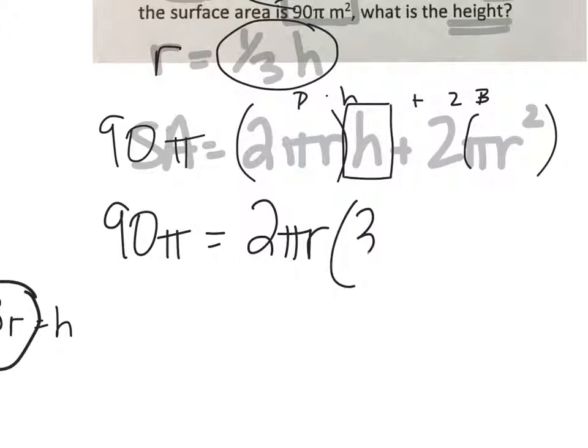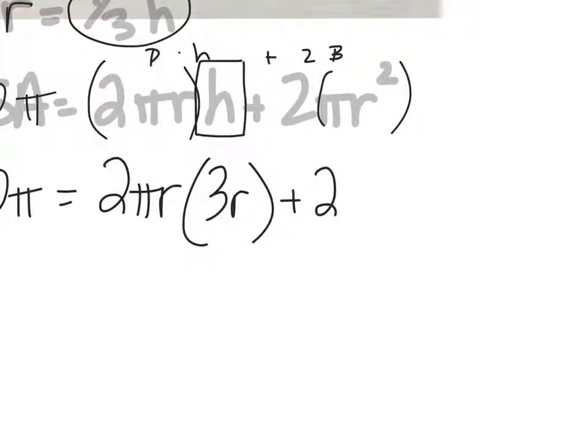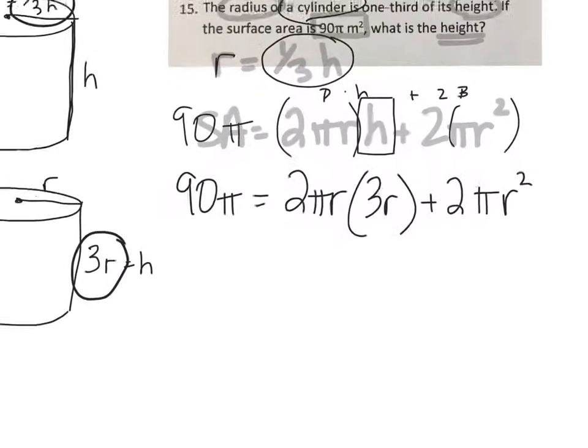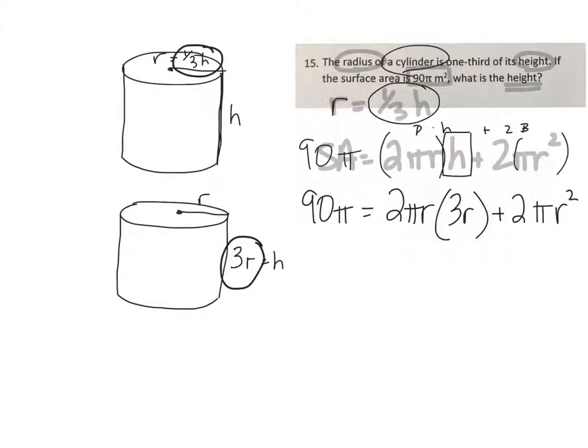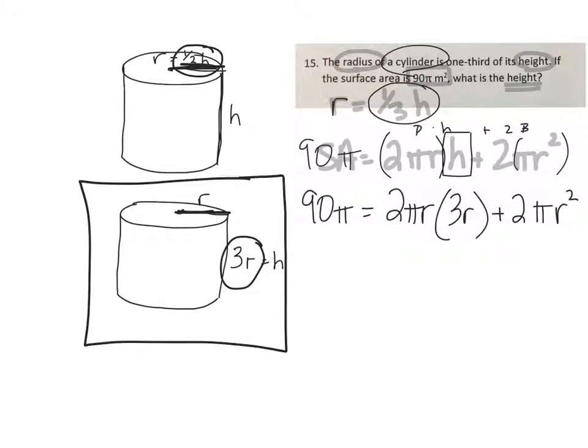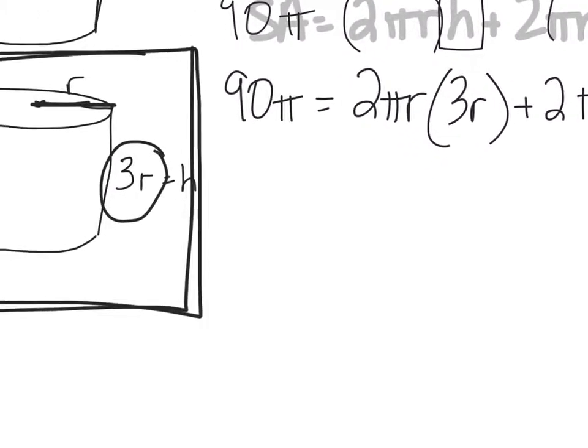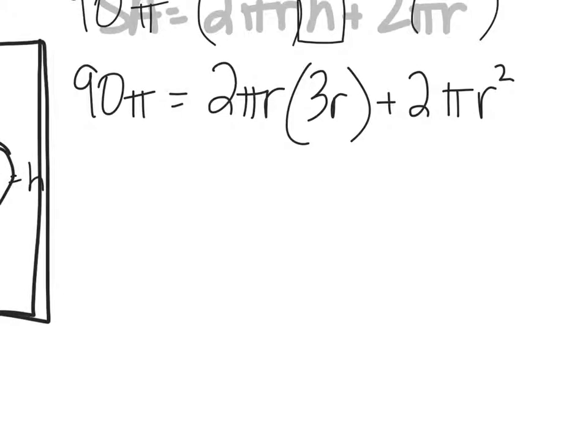So instead of h, I have 3r. And I tell my students this all the time, you should give the variable to the thing that's smallest. Since the radius is the smallest thing, we're going to give the radius the variable. If you want to call it x, that's fine. But the radius is your small thing, so it should get your variable. That way we have this substitution, which is much easier than having to multiply things by 1/3.